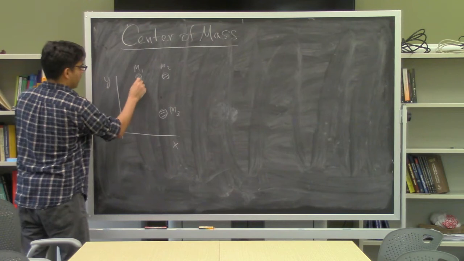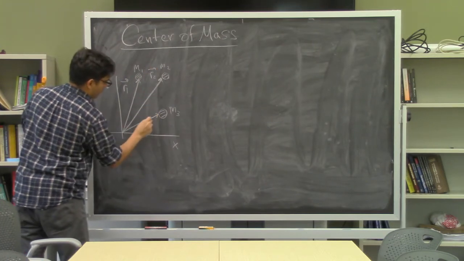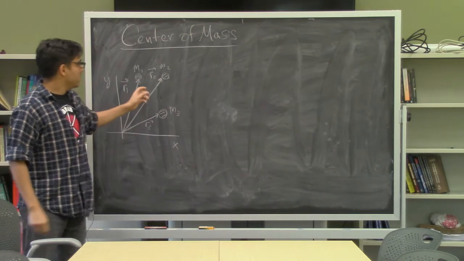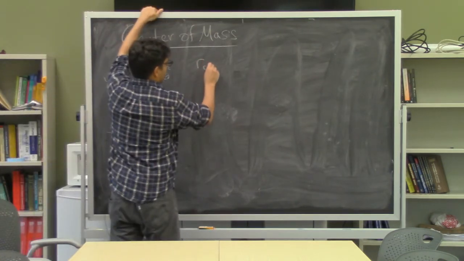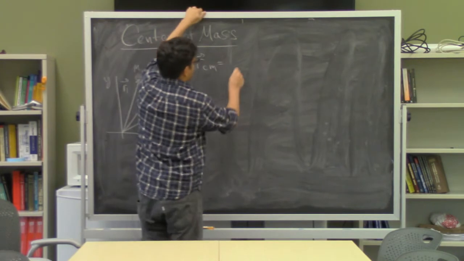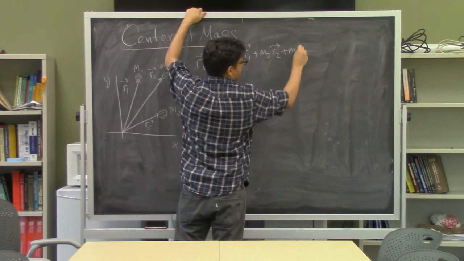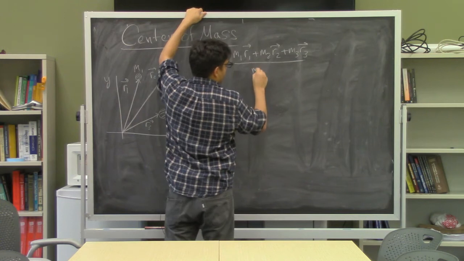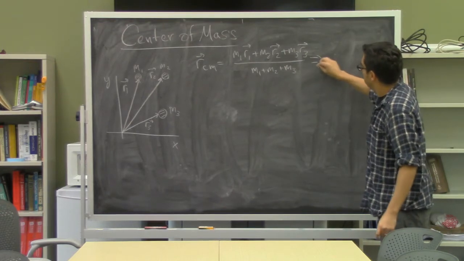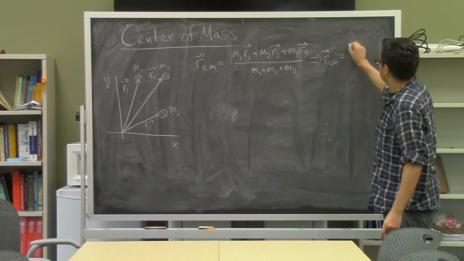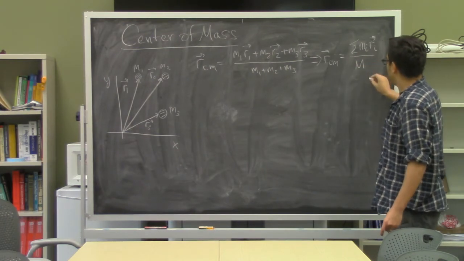So let's say the first one is located at location R1. The second is located at R2, and the third is located at R3. To calculate where the center of mass is, we're going to take the weighted average of these positions, weighted by the masses. So the definition of the center of mass, the position of the center of mass, is the weighted average: the sum of m1 R1 plus m2 R2 plus m3 R3 divided by the total mass, m1 plus m2 plus m3. And so in general, the center of mass is the sum of each individual mass times each individual location vector divided by the total mass.